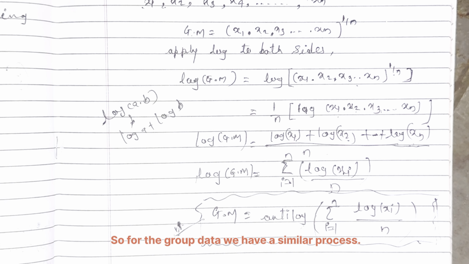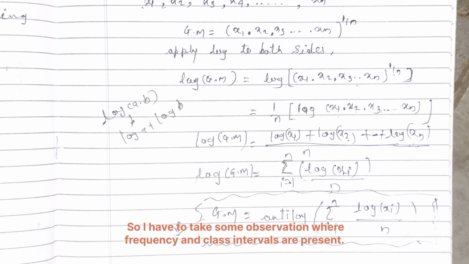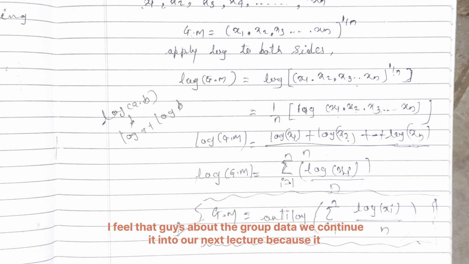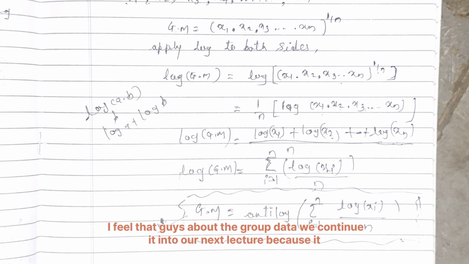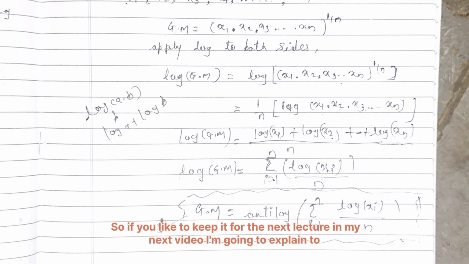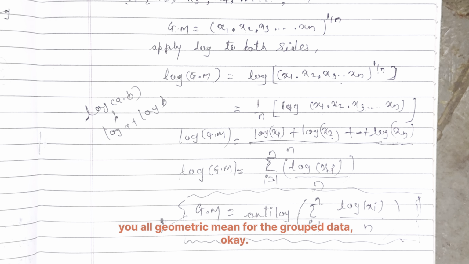For grouped data we have a similar process. We also have to take observations where frequency and class intervals are present. That one we consider in the geometric mean for grouped data. I feel, guys, that we should continue the grouped data in our next lecture because it is important. In my next video I'm going to explain the geometric mean for grouped data. For ungrouped data, that's it for today's lecture. The remaining part I'm going to explain in my next lecture.